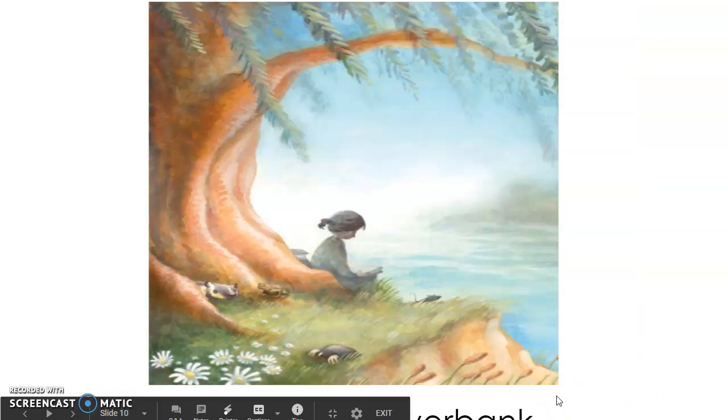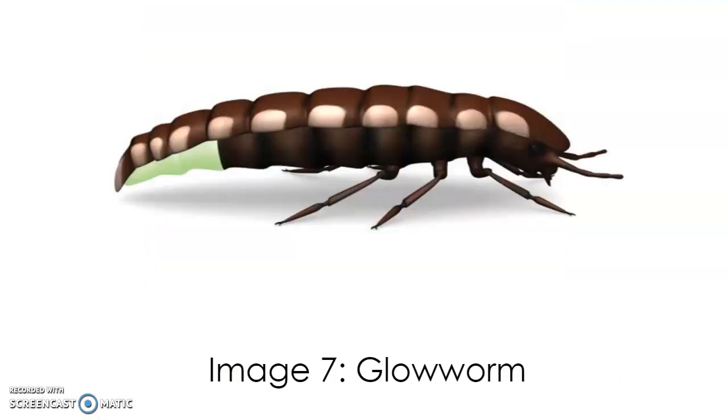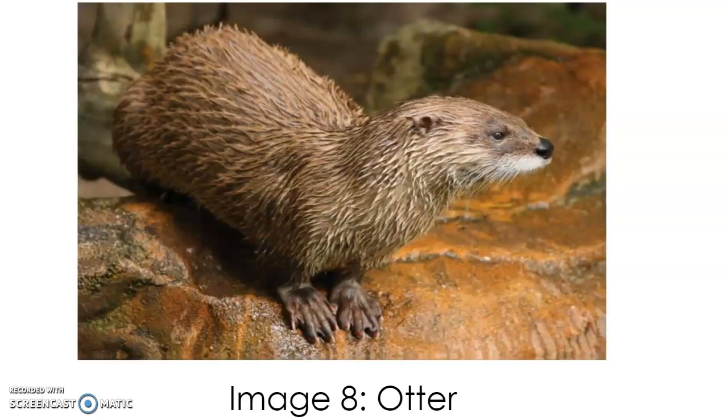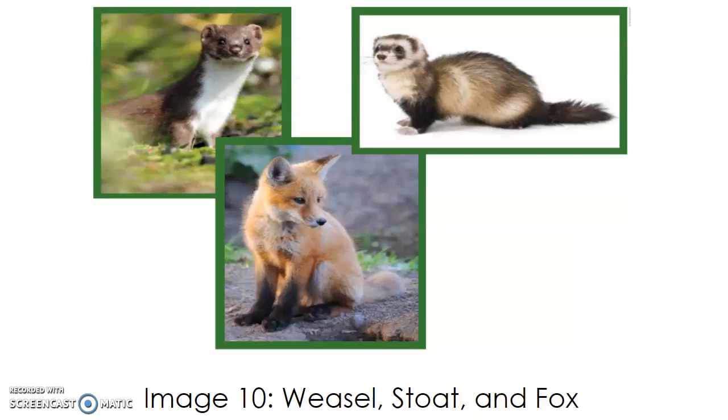So here we have the riverbank. You see where she's sitting? We have the river and then the riverbank along the river. We have a glowworm, another character in the story. An otter will be another character in the story that you will hear. We have kingfisher, moorhens, and dabchicks. These are all types of birds that you'll find in or near a river. We also have a weasel, a stoat, and a fox.